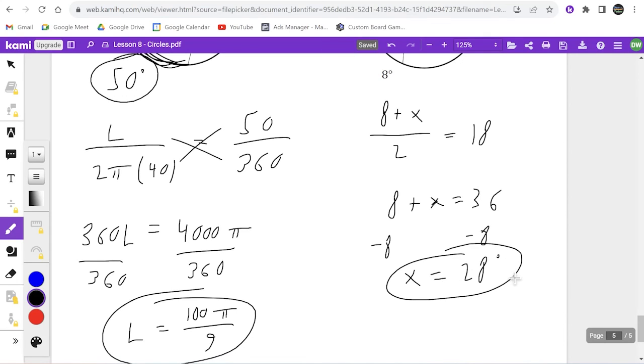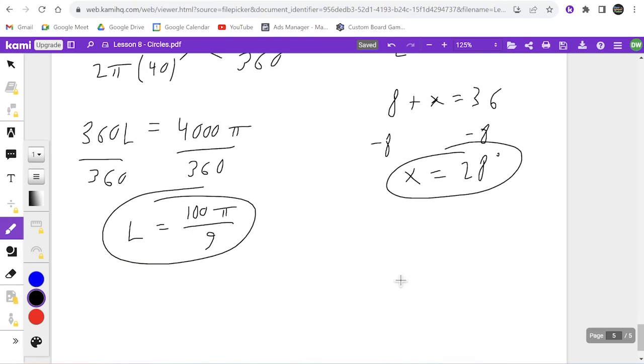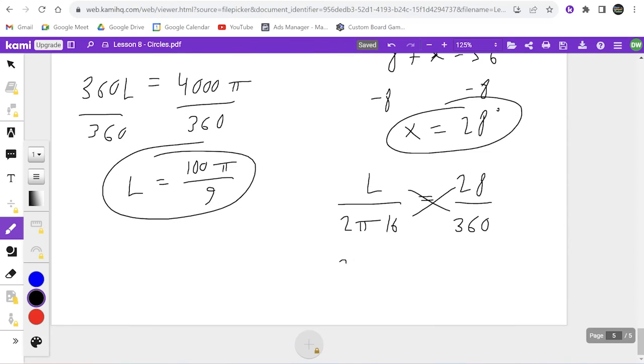So there's my angle, but now I still got to find my arc length. And to do that, I'm going to say L over 2 pi r. Radius was 16, so 2 pi 16 equals 28 degrees, the angle, divided by 360. And now for the final time today, I'm just going to cross multiply here. I'm going to get 360L is equal to 2 times 16 times 28 in my calculator is 896 pi. And then I just divide by 360, and I get a final answer of 112 pi divided by 45.